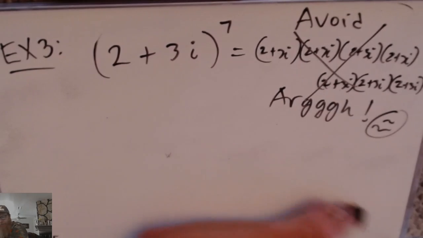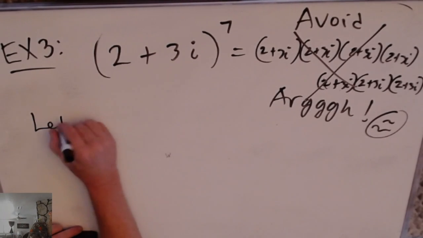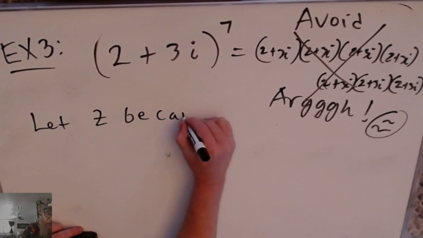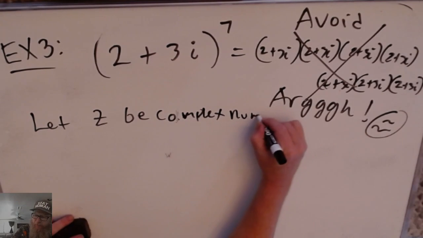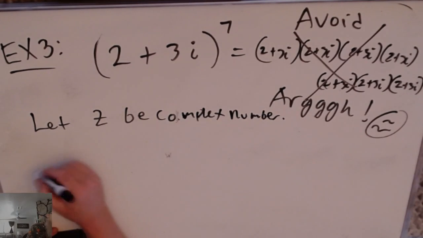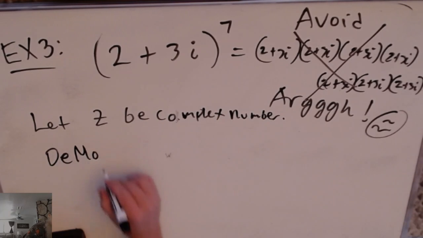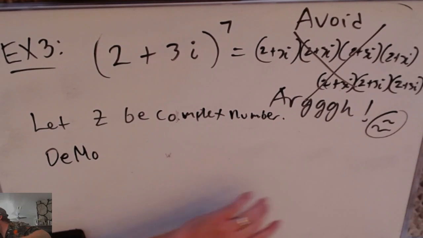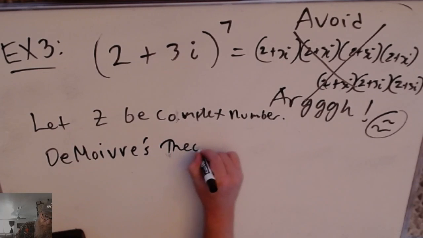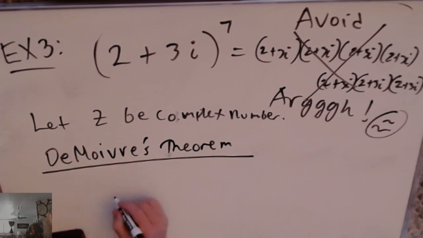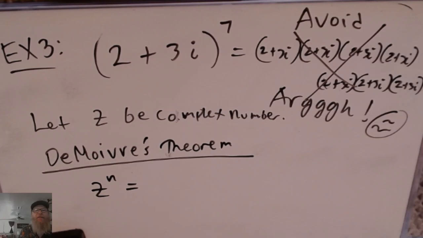So let Z be a complex number. I like to use the letter Z for a complex number. We have a theorem. Make sure I spell it right. De Moivre's theorem. Z to the nth power. De Moivre is a French mathematician, I believe. There's a short biography of him in your textbook.